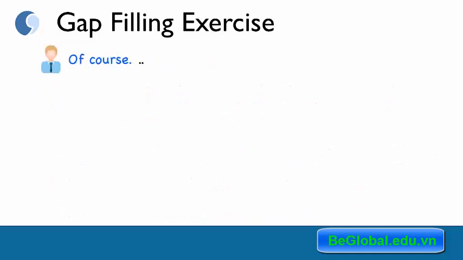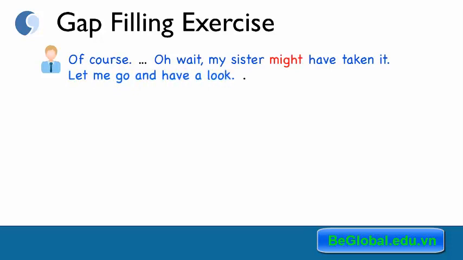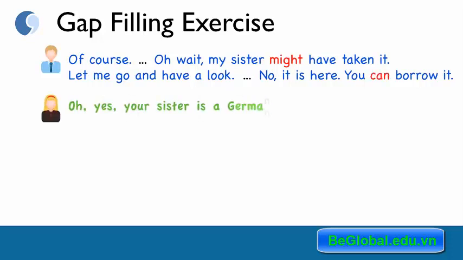Of course. Oh, wait, my sister have taken it. My sister might have taken it. Let me go and have a look. No, it's here. You borrow it. You can borrow it. Oh, yes, your sister's a German teacher. You have asked her. You could have asked her.